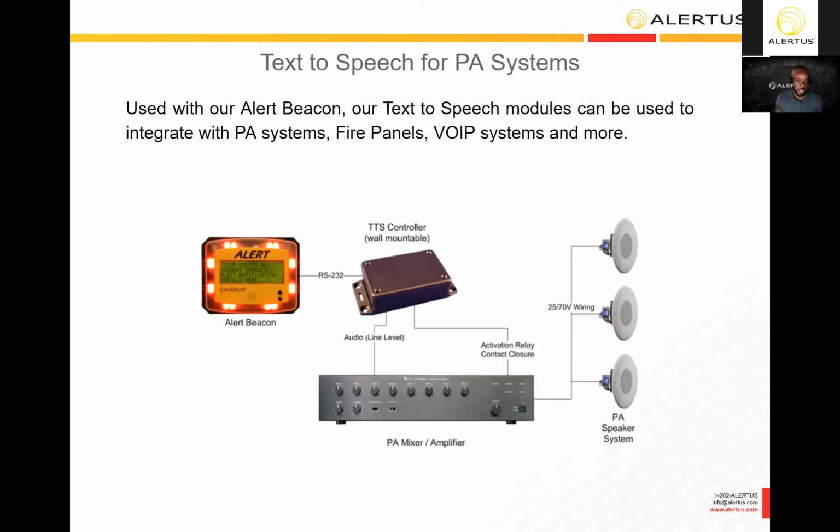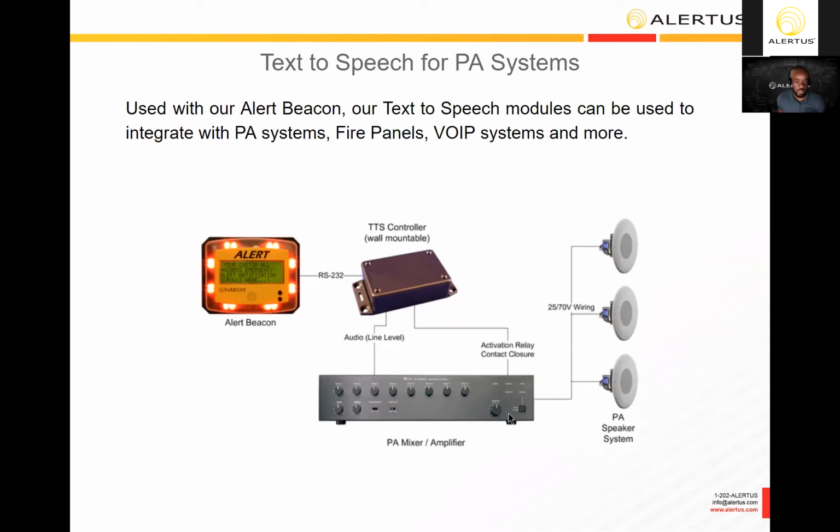This diagram basically is one example of how we can use our alert beacon with our text-to-speech module, which is this brown box in the middle. And in this example, it integrates with a PA system. So if your organization has a PA system or any other type of notification system that can take audio, we can use our text-to-speech to integrate. And it's really easy. We have line level audio out.